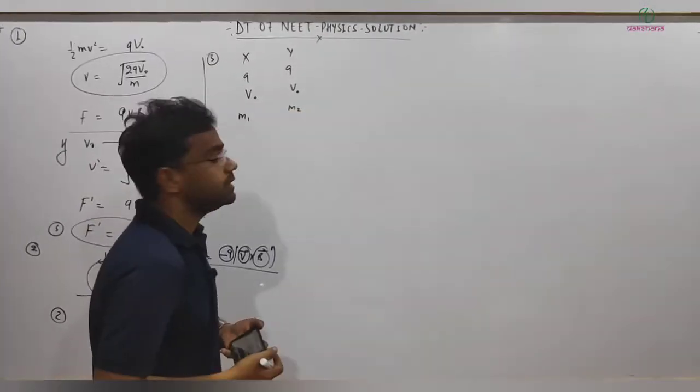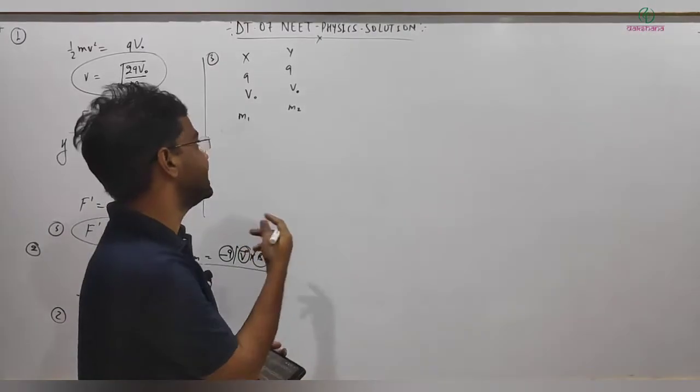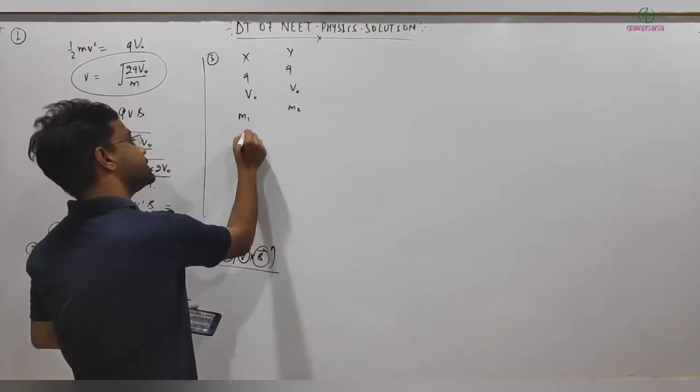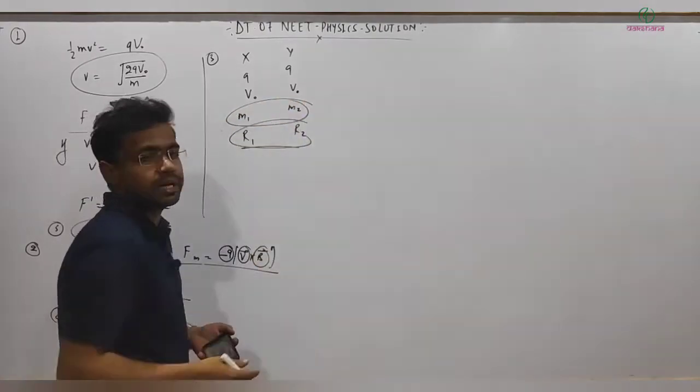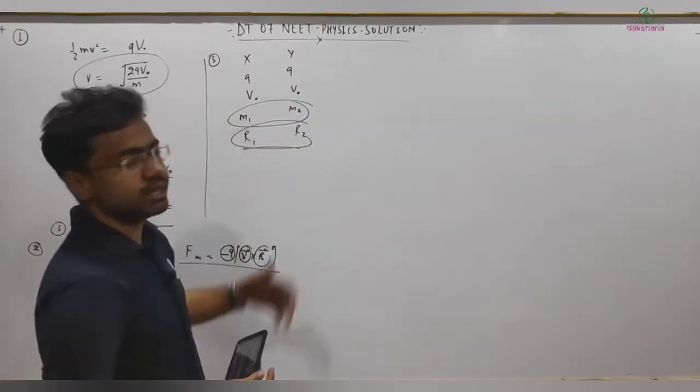So we need to connect the radii R1 and R2 with the masses, then rearrange, and we will get the answer.